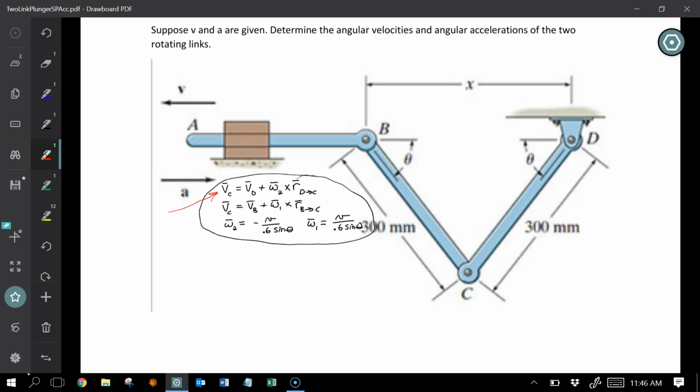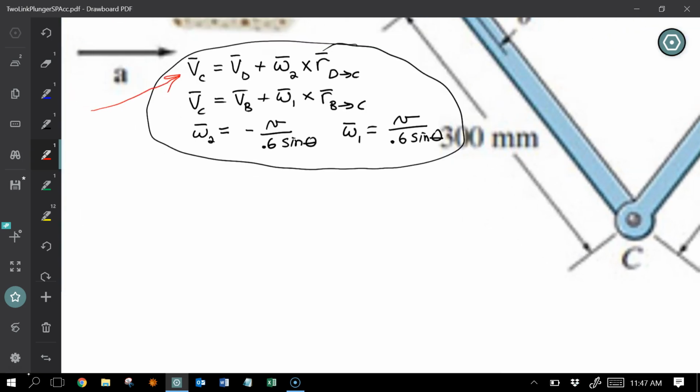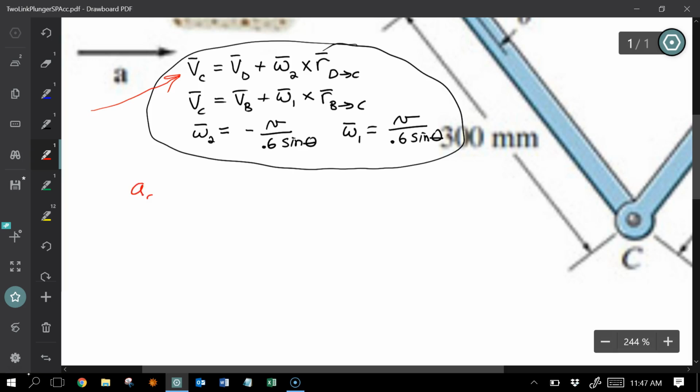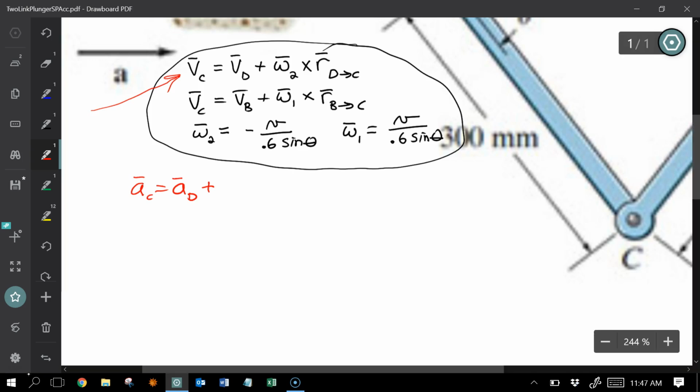I'm going to write an acceleration equation that's similar to the velocity. If you notice, I wrote it between c and d, and so I'm going to do the same thing down here. I'm going to write the acceleration equation in terms of between c and d. So here we go. The acceleration of c is equal to the acceleration of d plus, now the acceleration equation has angular acceleration, not angular velocity. So instead of omega 2, I'm going to have the angular acceleration, which is usually called alpha. Alpha of 2 cross, it's the same r that it was before.